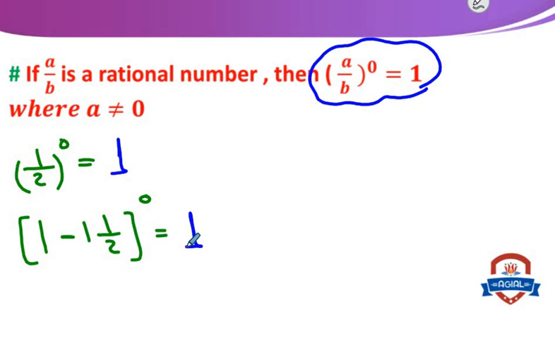Very, very important. If a over b is a rational number, then a over b to the power 0 equals 1, where a is not equal to 0, because 0 divided by any number is not defined.